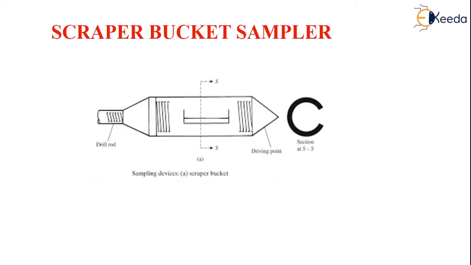See, this is how the scraper bucket looks. This is a C section. This is a driving point which is driven to the desired depth. This is a cross section. This is a drill rod.